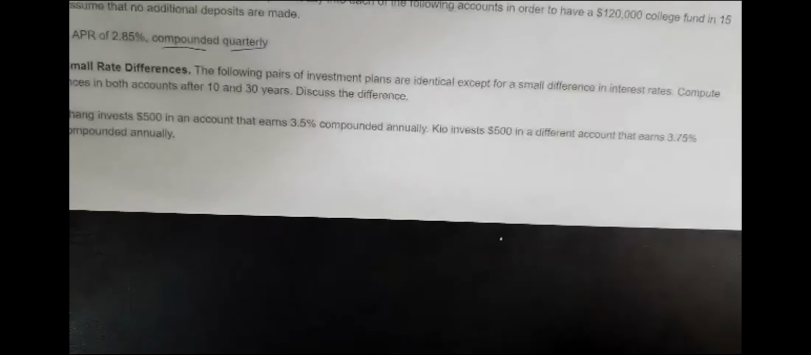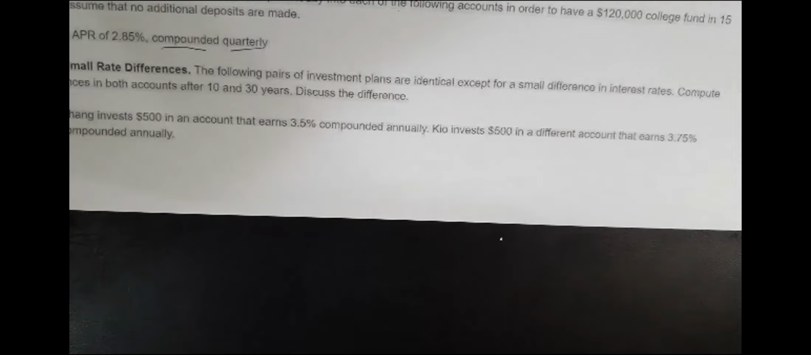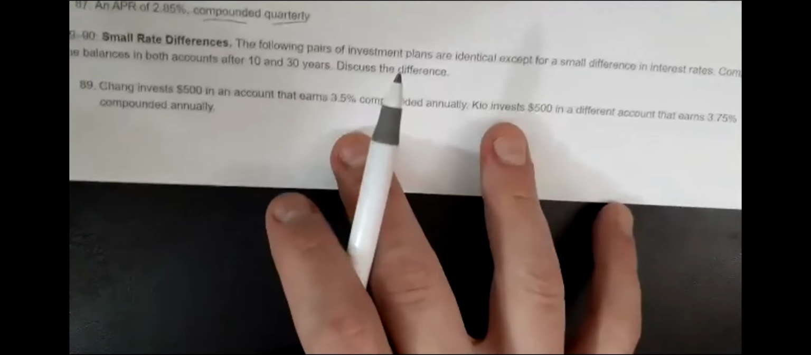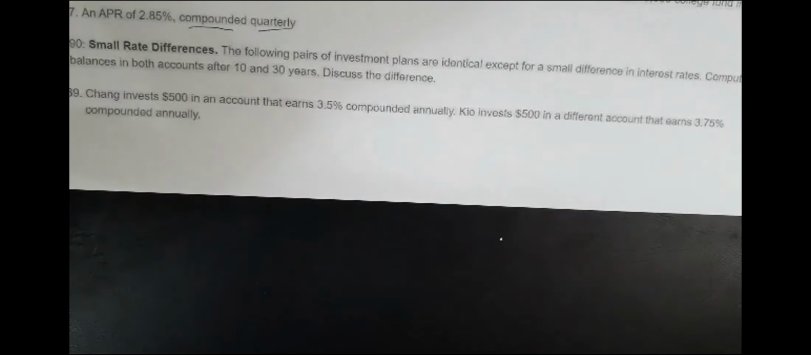Okay, so small rate differences. The following pairs of investment plans are identical except for a small difference in interest rate. Compute the balance in both accounts after 10 years and after 30 years and discuss the differences. So Chang invests 500 in an account that earns 3.5% compounded annually. Keo invests 500 in a different account that earns 3.75% compounded annually.